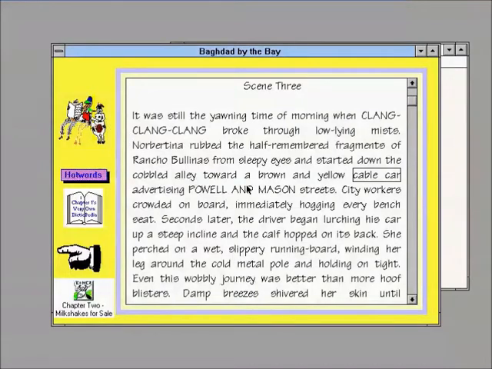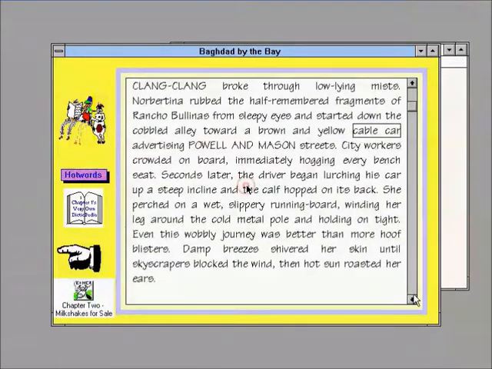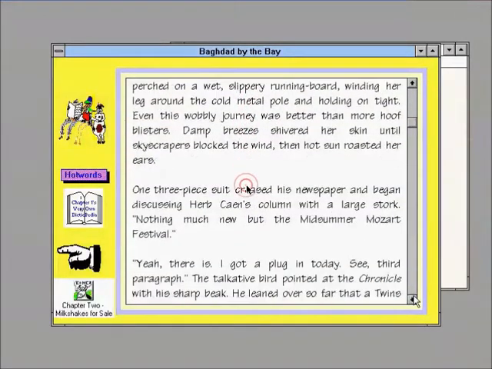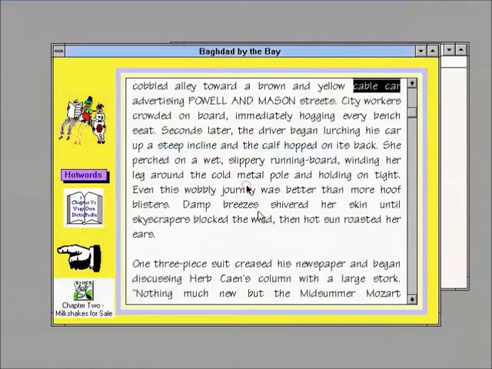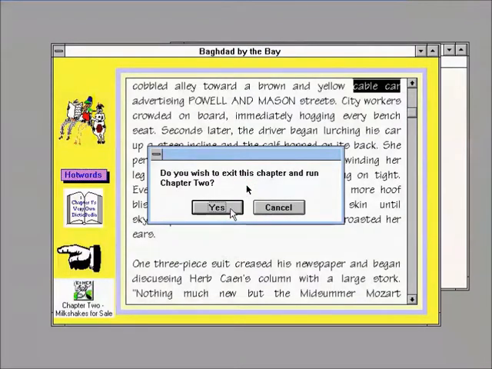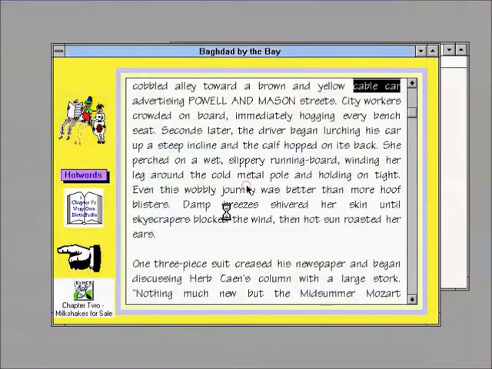A nice little graphic you got there. No more hot words? Oh man! Let's go to chapter 2. Hurry up, so I can find that despicable wharf rat.